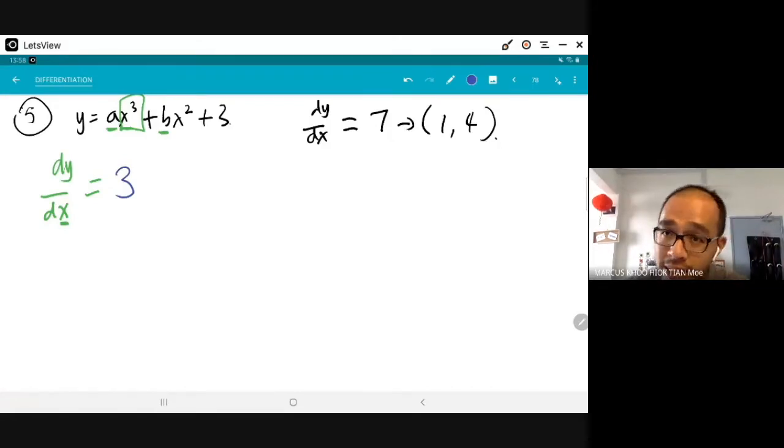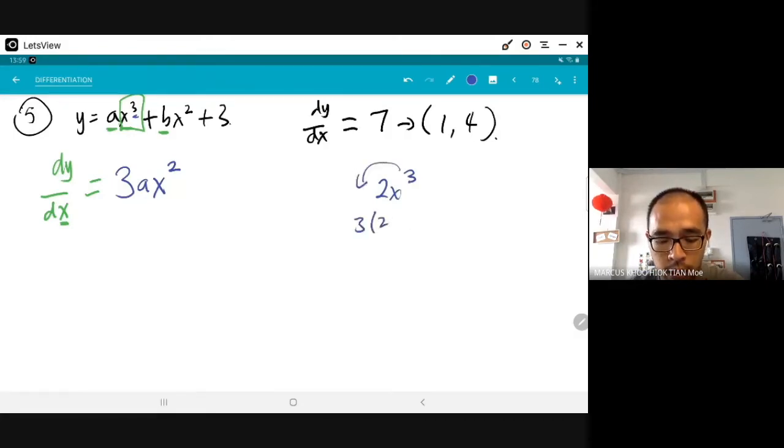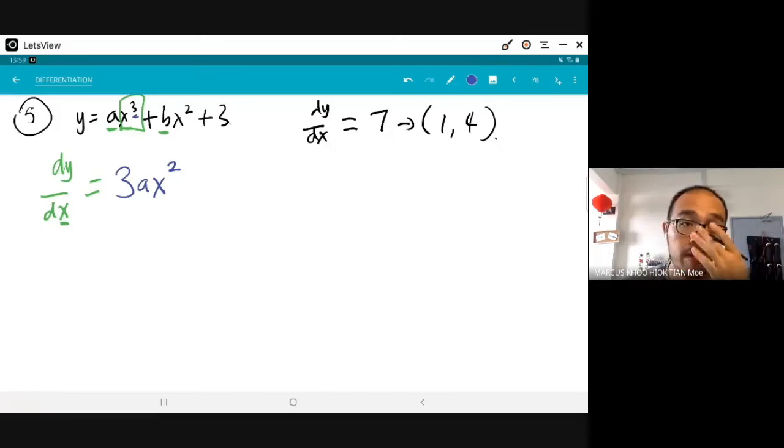Okay, a is just a number, so it will be ax to the power of, this 3 becomes power of 2. Okay, so the a, don't let it deter you. Even if let's say it's 2x to the power of 3, right? How will we differentiate this? We bring the 3 forward, 3 times 2, x to the power of 2. Same thing. Okay, it is the exact same. So jangan biarkan huruf yang tidak berkenaan untuk mengencangkan hidup kamu lah. Okay, focus on the thing that you need to do. Therefore, this second one will be 2bx. That's it.